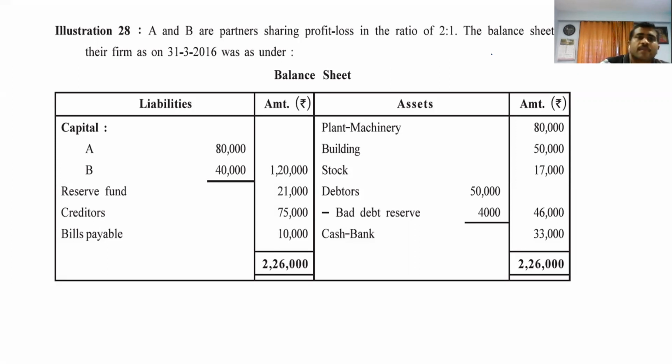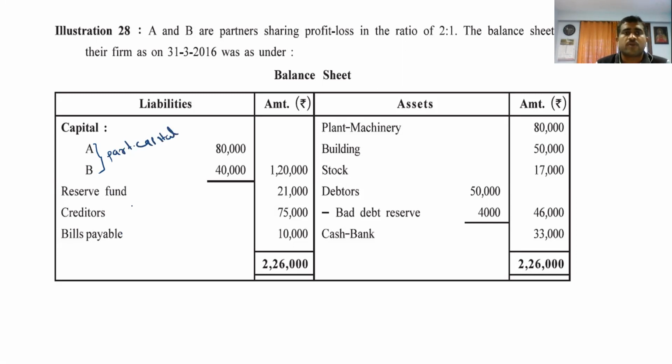Let's see. A and B are partners sharing profit and loss in the ratio 2 is to 1. The balance sheet of their firm as on 31/3/16 was as under. So let's see where it comes. The first is the capital. So tell me where we have to go. Yes, we have to transfer to partners' capital, right?